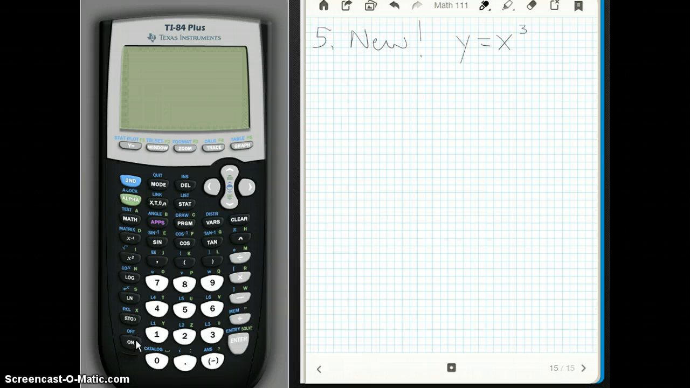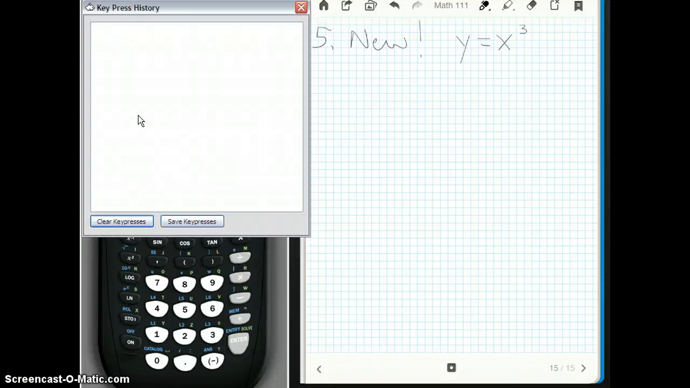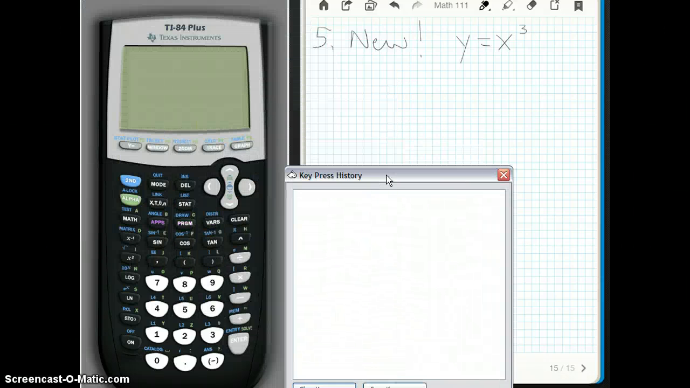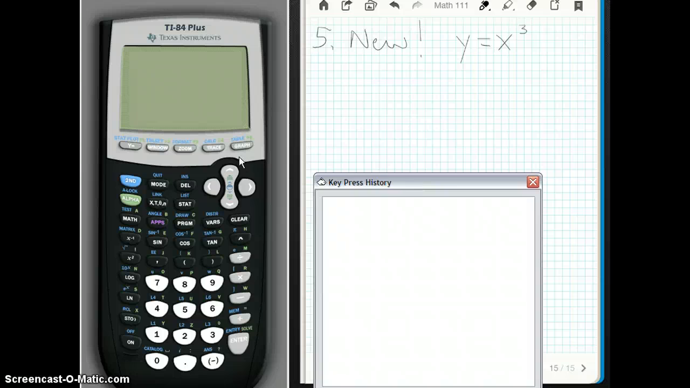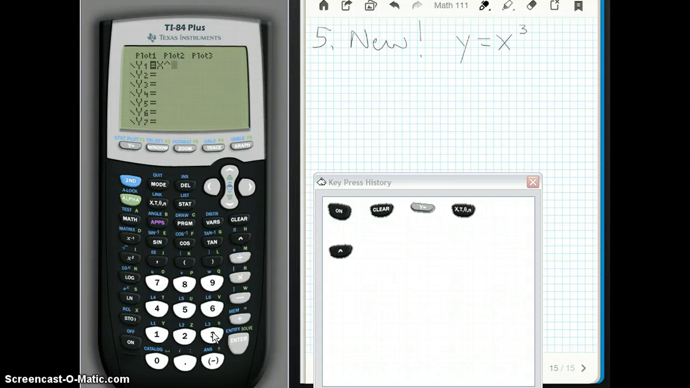So let's turn our calculator on, and let me get my key press history up here so that you can see what keys I'm pressing. Let's do y equals here, and let's do x to the third. Now remember, this caret right here is an exponent, so we can do caret to the third. There we go. So that says x to the third. Also, we can say that as x cubed. That's totally fine. Y equals x cubed. So let's go ahead and hit graph, and we'll see what we get.